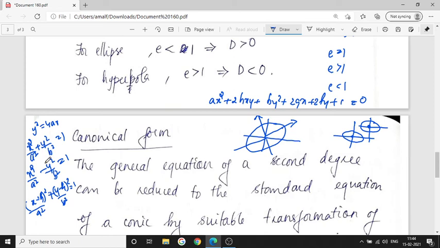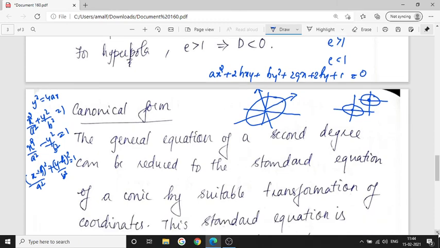So such a conic obtained by using the rotation of axis is called the canonical form. From the general second degree equation, your conic can be reduced to one of the standard forms. Such a standard form is called the canonical form. So we are going to look into what is called the canonical form. We will see in detail in the next class how the transformations work. So we'll just define what is called a canonical form in today's class.